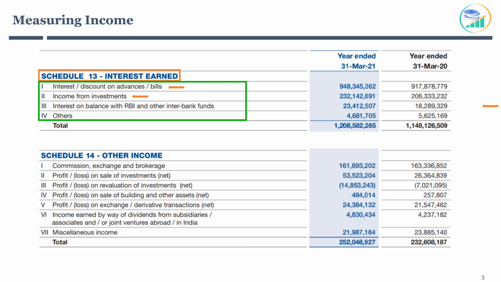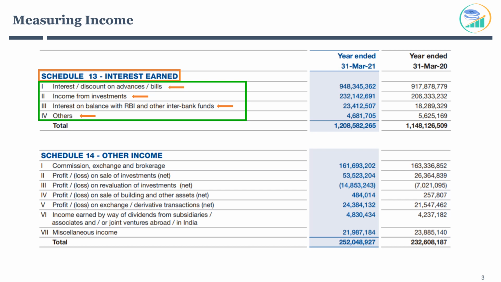The next line item is interest on balance with RBI and other interbank funds. Banks must keep a certain percentage of their cash with RBI. Also, a bank can lend money to another bank. This specific line refers to the interest earned on deposits with RBI or funds provided to other banks. The last line item under interest earned is others. Banks can raise money or deploy money for the short term. This includes interest earned on such short-term activities.